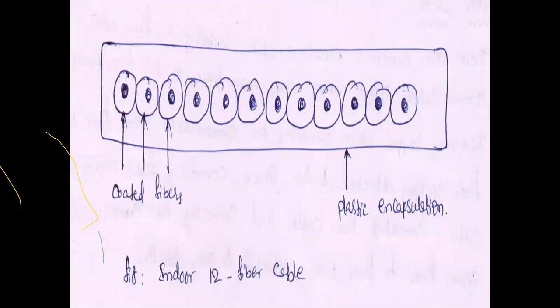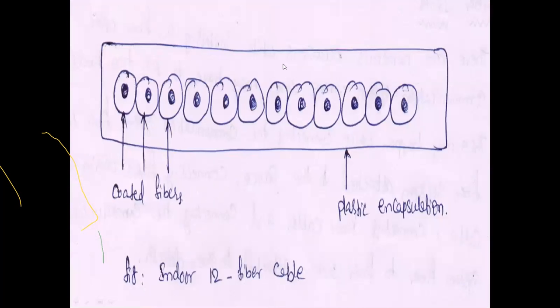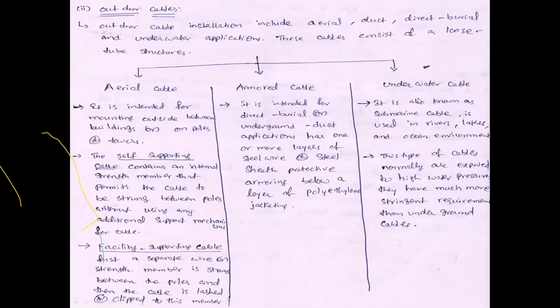See this one we are discussing, right? Breakout or fan out cable. I am showing the breakout or fan out cable. How many buffers are there? 12 tight buffers. See this one. This is one encapsulation plastic material in which we are using 12 optical fiber cables. Next, we are going on to outdoor cables.